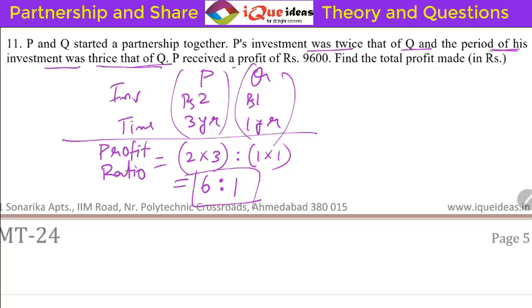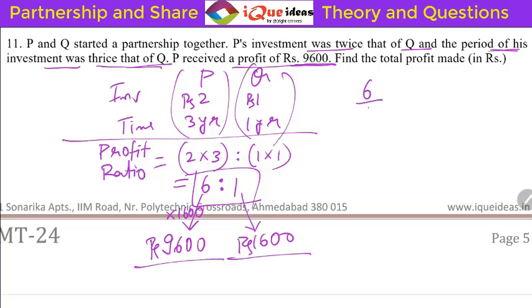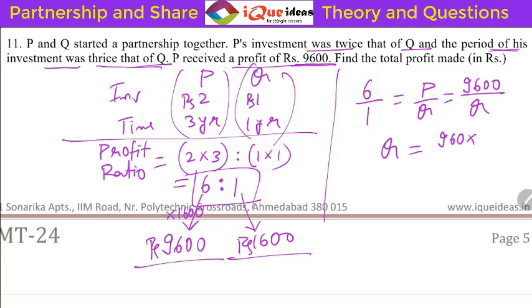Now the question says P received a profit of 9,600. Okay. So 6 stands for 9,600. Perfect. So if 6 is 9,600, how much will be 1? I think you can see it is 1600. So it is 1600 rupees. Or what you can also do is you can write 6 by 1 equal to P by Q. This is the profit share ratio. Now P is already given as 9,600. So you have to calculate Q. So from cross multiplication, Q will be 9,600 into 1 divided by 6.